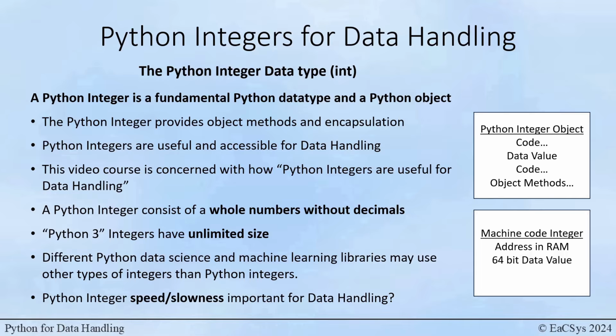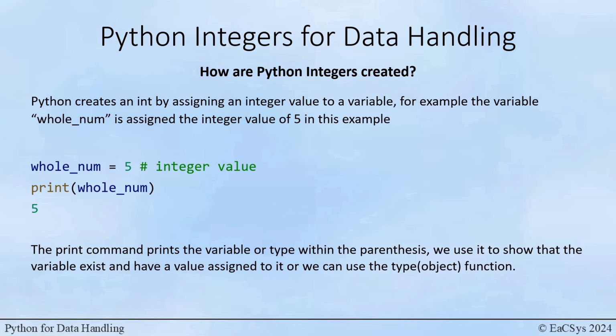So right now, we'll talk some about how Python integers are created. So, how is a Python integer created? Python creates an integer by assigning an integer value to a variable. For example, the variable whole num in this example on your screen.